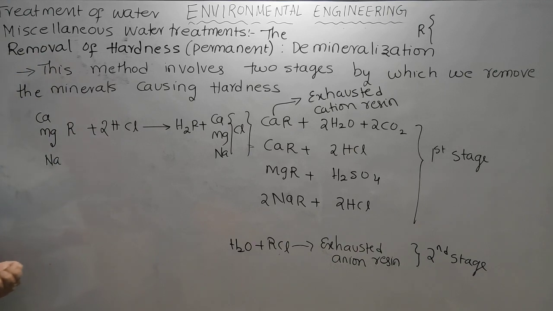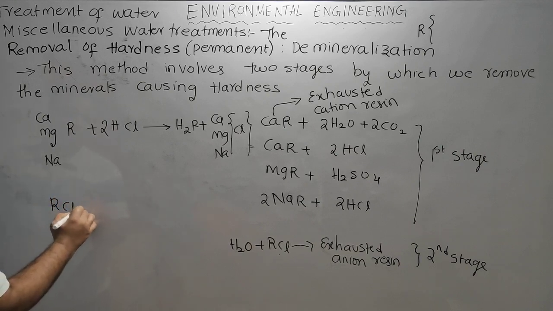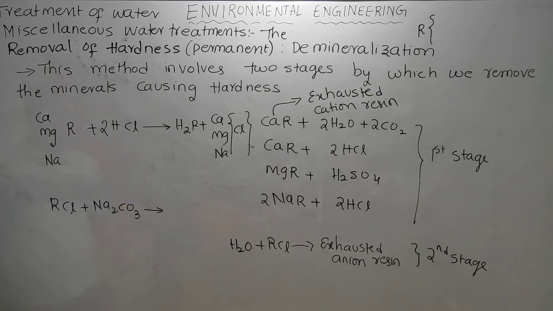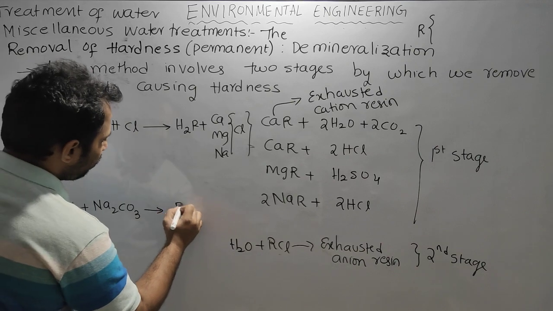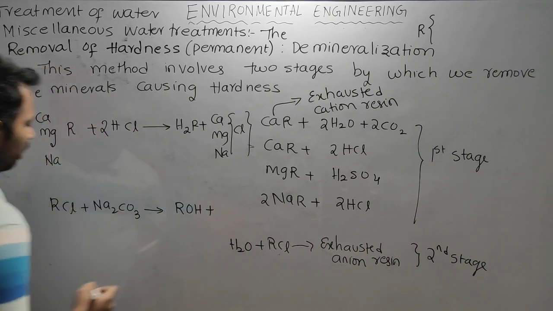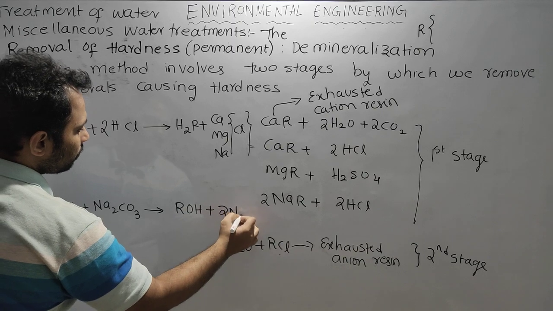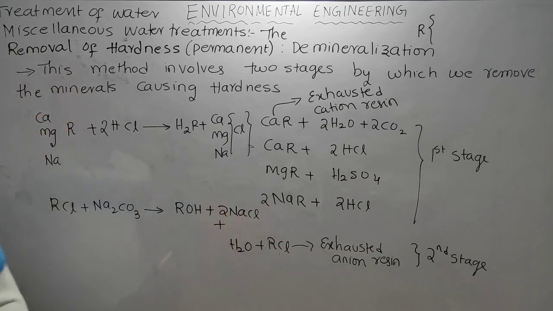Similarly, the anion exchange resin is regenerated by sodium carbonate. The anion exchange resin, that is RCl, is added with Na2CO3, then it will form ROH plus 2NaCl, plus H2O plus CO2.